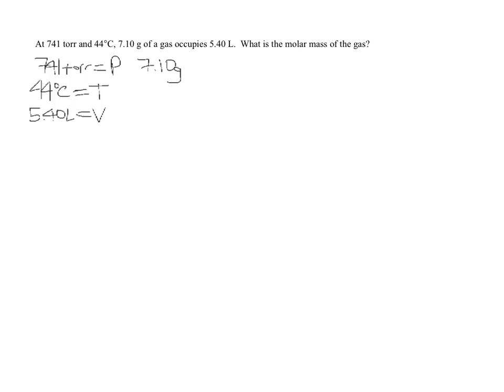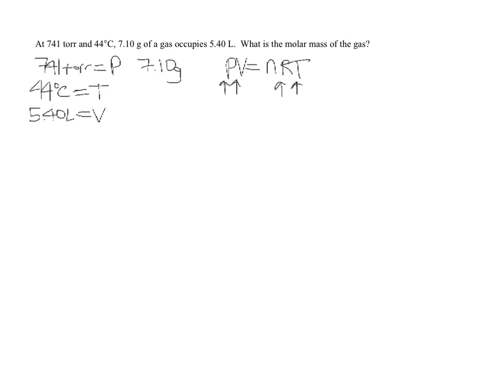So we have a P, a T, and a V. We have no change in any variable. We don't have a P1, a P2. We don't have a T1, a T2, or a V1 or a V2. Right? So we must be using the ideal gas law. PV equals nRT. Again, we know P, we know V, we know T.